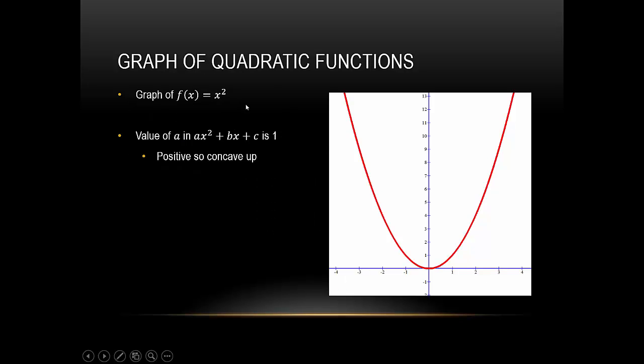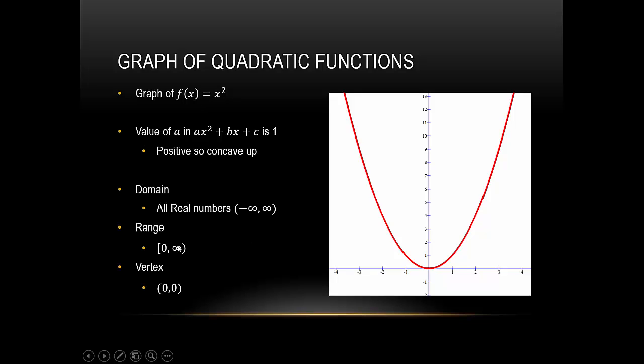So just the graph of x squared, then, the value of a in ax squared plus bx plus c is 1. There's a 1 in front of there, 1x squared. So it's positive, so this would be concave up. I can look at things like the domain, range, and the vertex, where the domain is what values can you plug in for x, and I think you can plug in any. The range, notice, are my y values, so it starts at 0 and then heads up to infinity. And my vertex is this point here. In fact, it's the minimum, and as you can see, that's 0, 0.